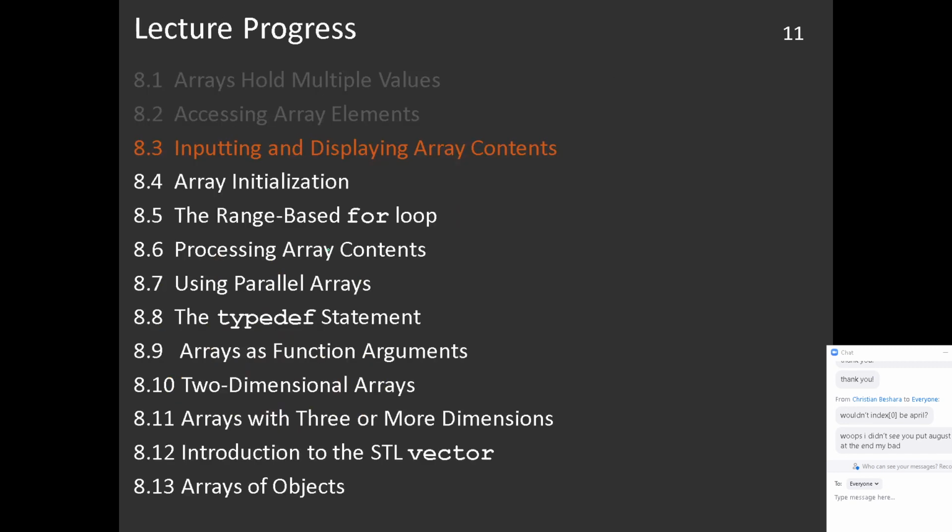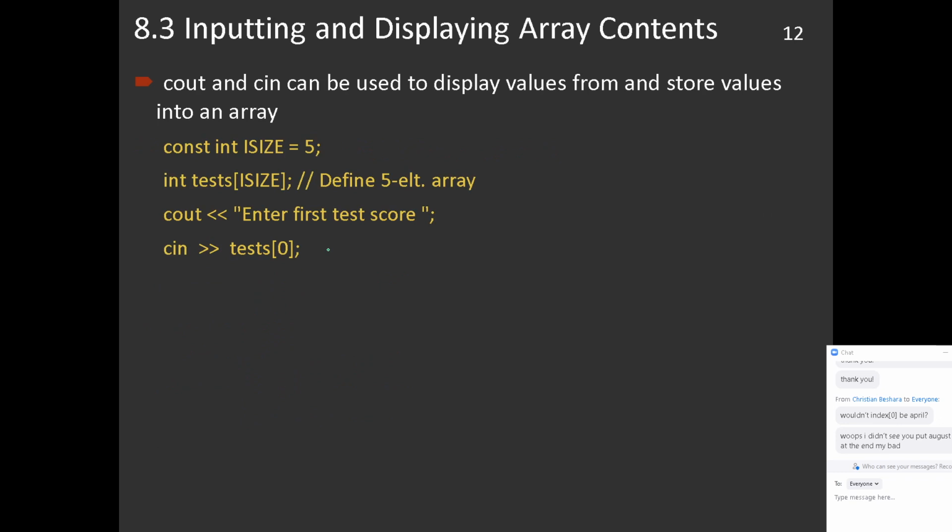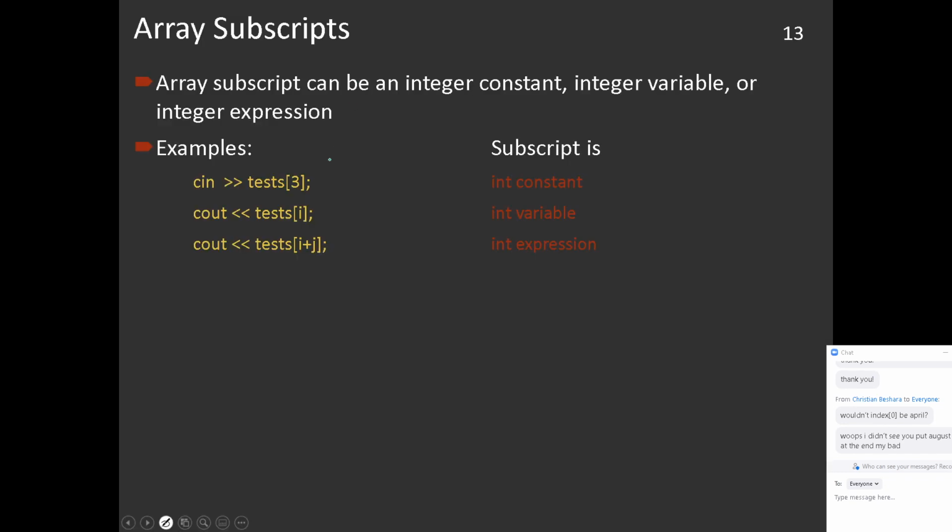And then inputting and displaying array contents. cout and cin can be used to display them. I just showed this to you. So I'm going to skip ahead a little bit. I'll just keep going. I said this again, you can refer to those by either using integers or variables or expressions. So when you're accessing the thing in there, you could also put in a calculation of different sorts, which you'll see is useful coming soon.